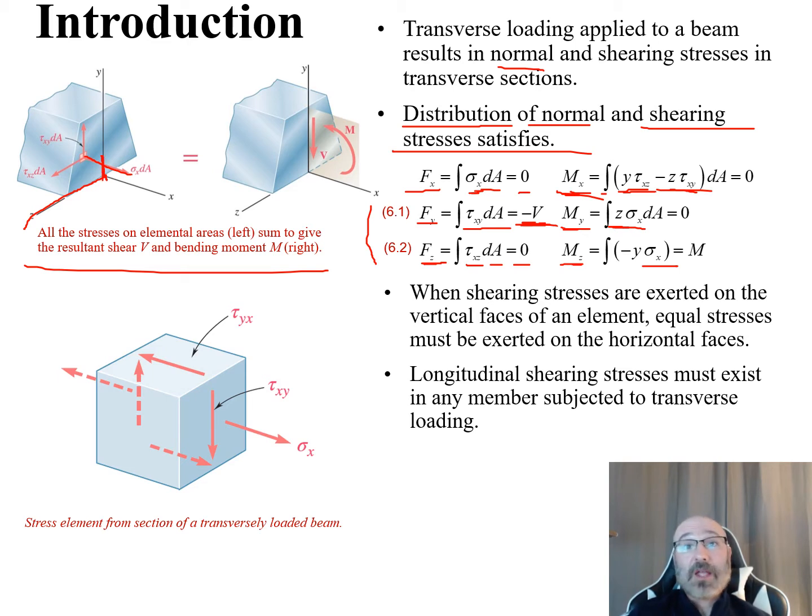So we can see that's going to create a moment about our z-axis right there. And this is equal to m because we can see there is a moment over here as well. So that's where we get that relationship there. So again, please reference back to equations 6.1 and 6.2 in your textbook.